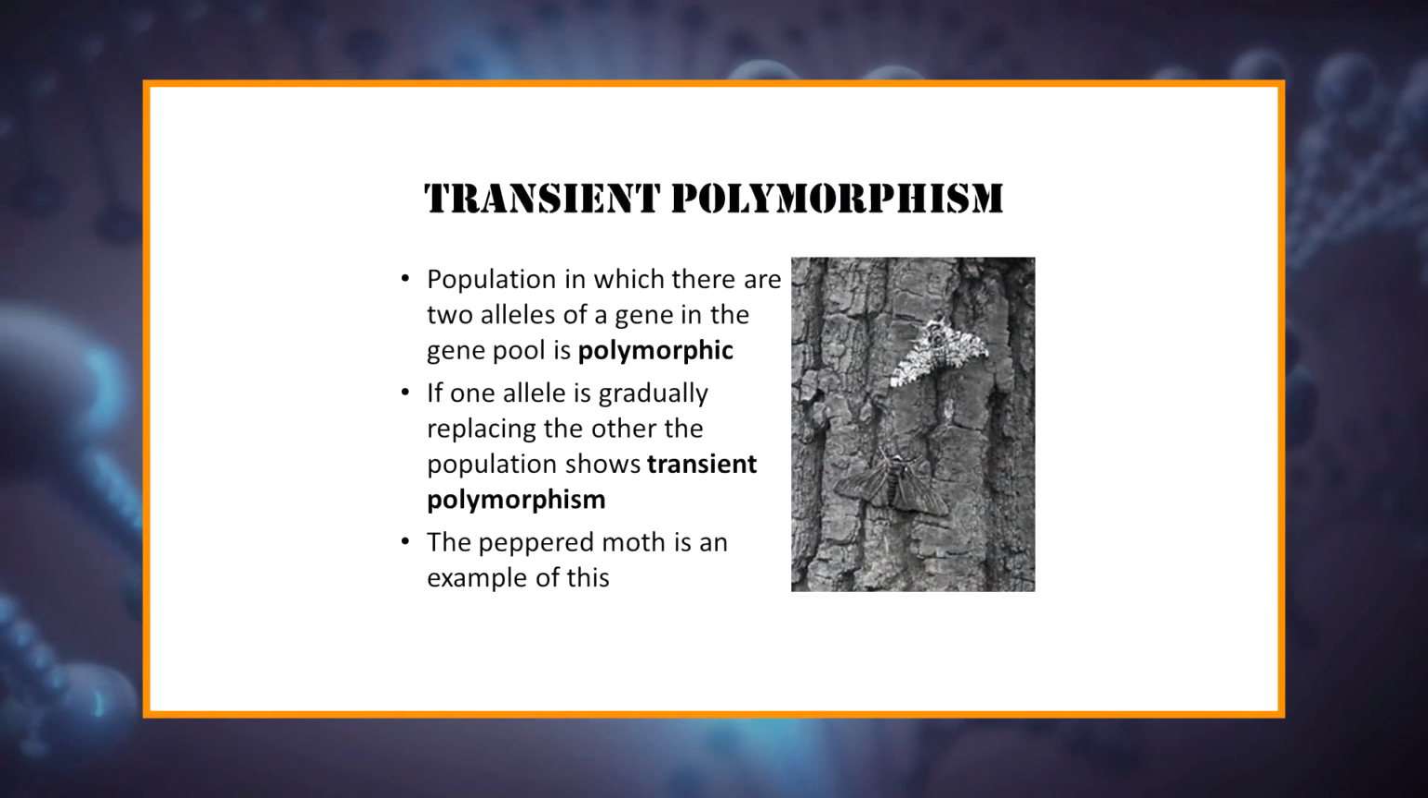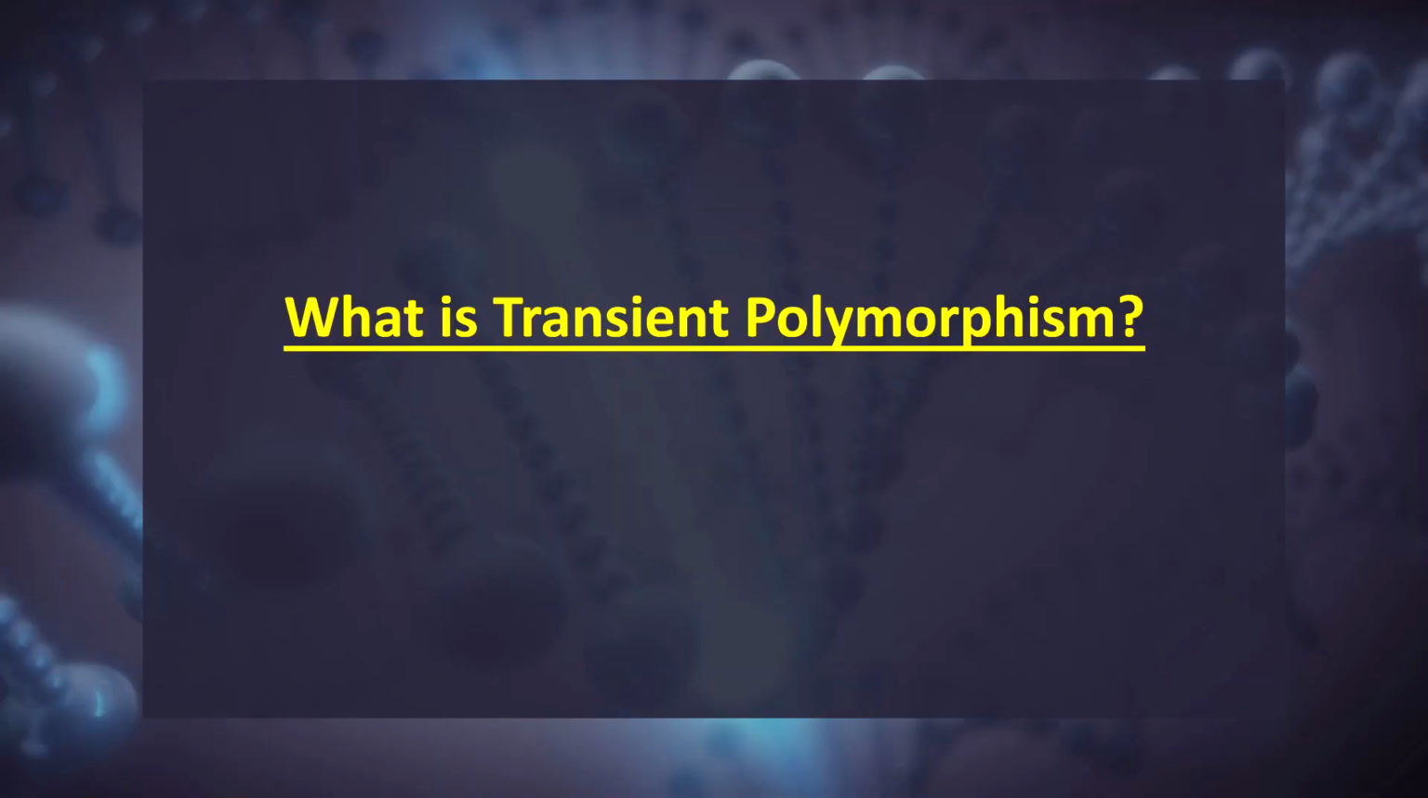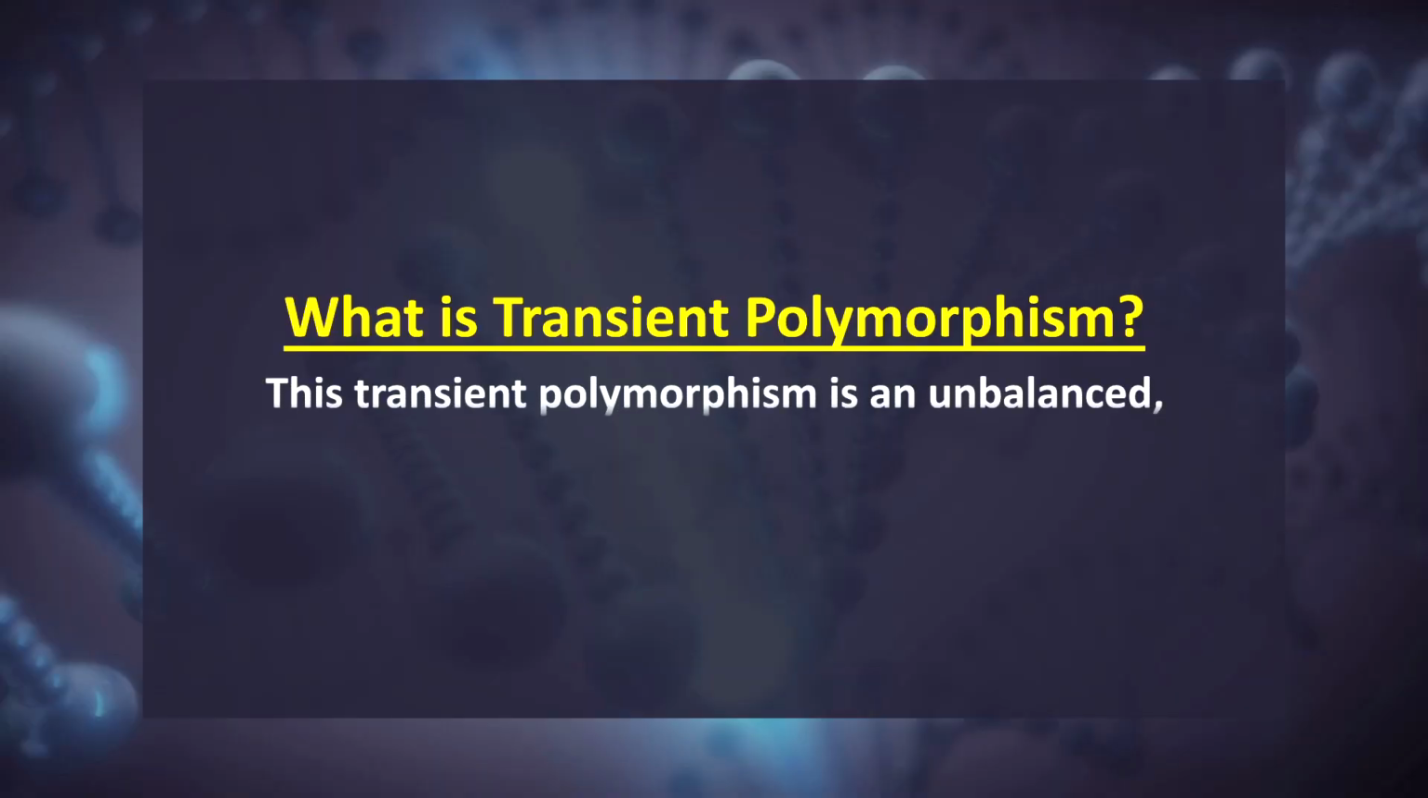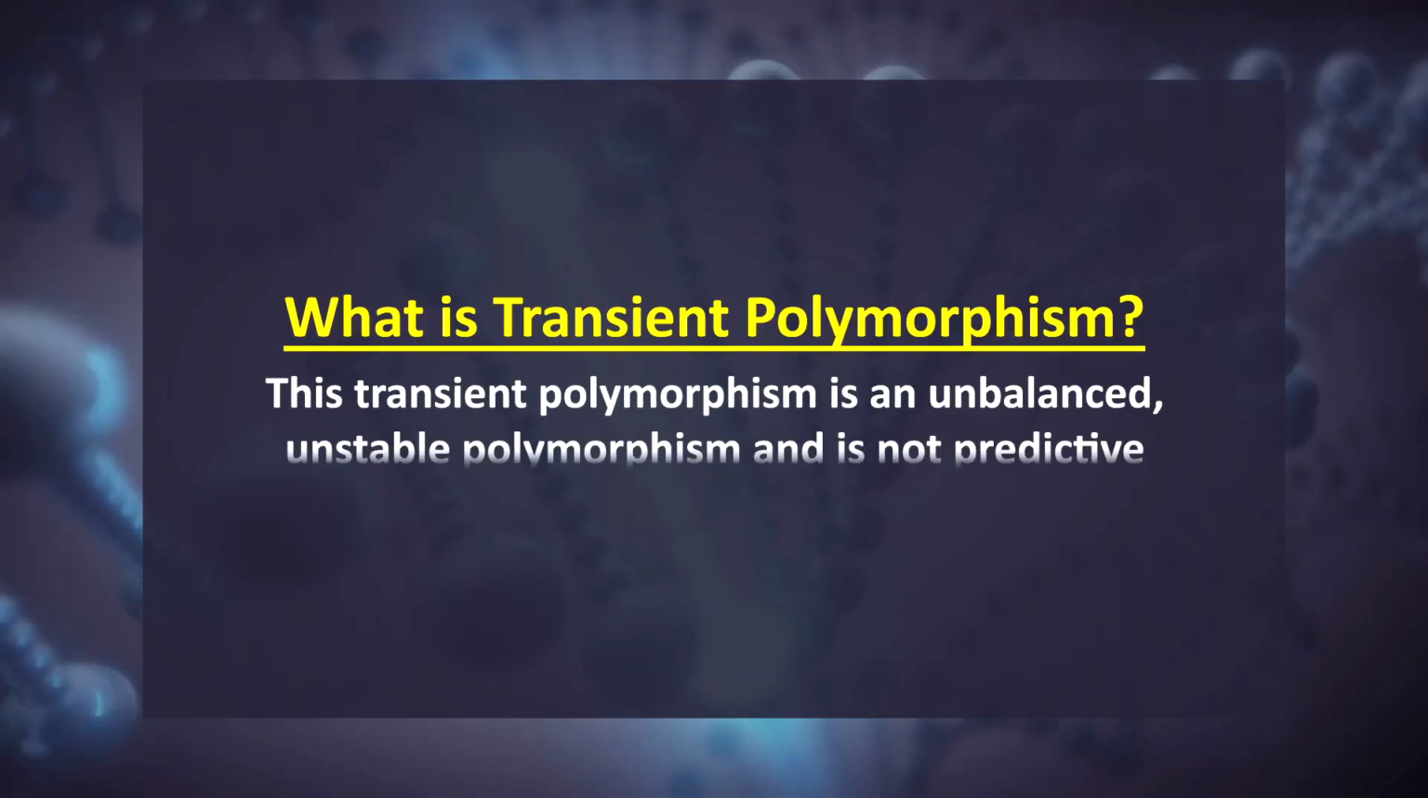As we know, transient polymorphisms occur when there are two alleles in the gene pool and one allele is gradually replacing the other. This is due to a strong environmental pressure causing directional selection to eliminate one allele from the gene pool. This transient polymorphism is an unbalanced, unstable polymorphism and is not predictive.